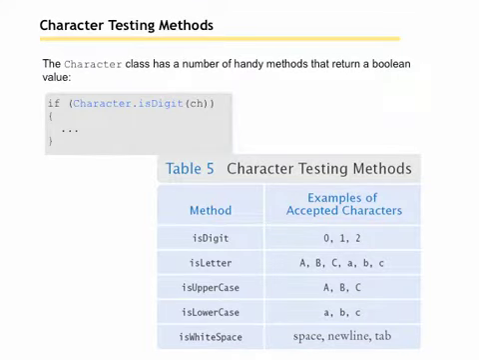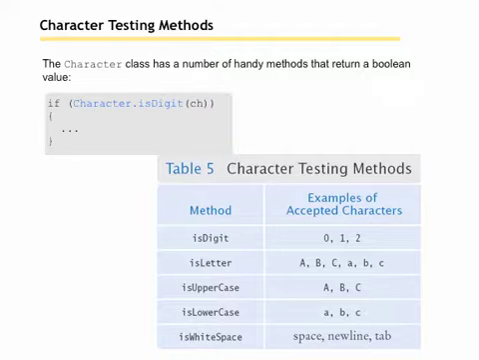So the Character class is a wrapper class for the primitive type char, and it has some handy methods that return a Boolean value, such as Character.isDigit(ch). That will test the contents of the character variable ch, and if it contains a digit, it will return true. Examples of digits are 0, 1, 2, 3, 4, 5, and so on.